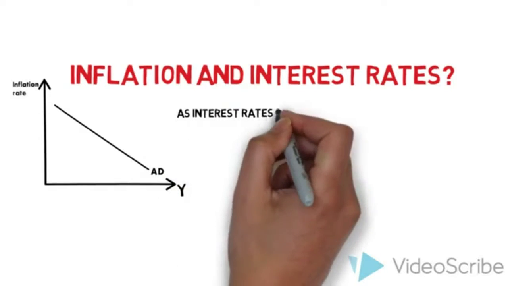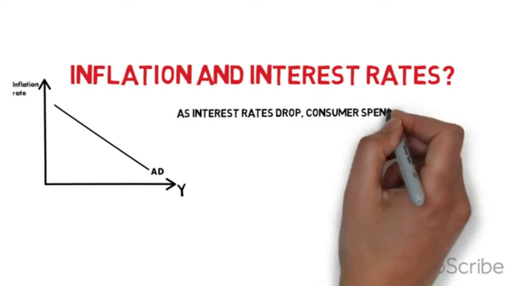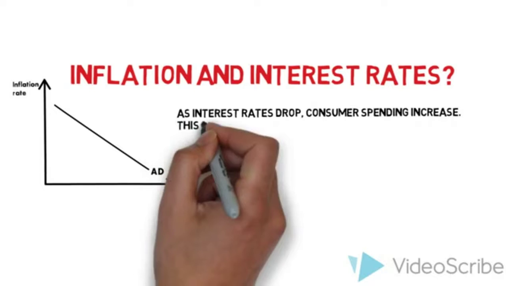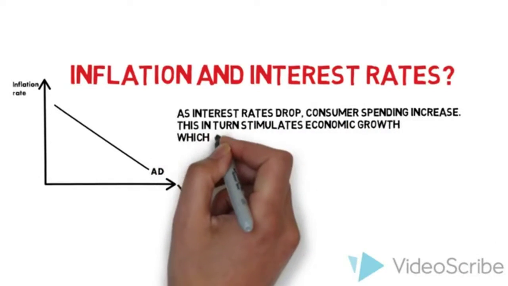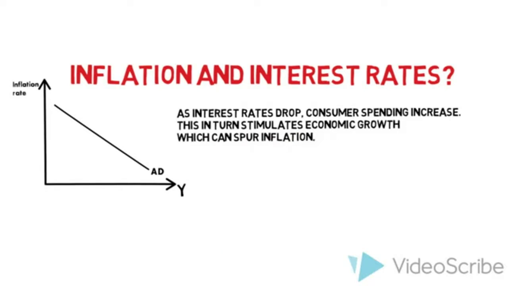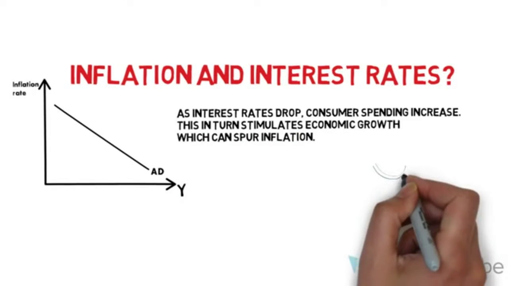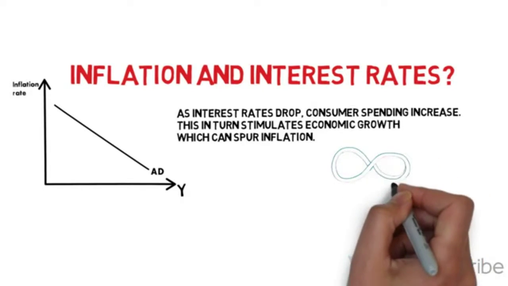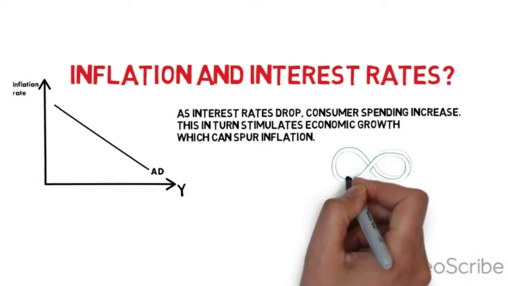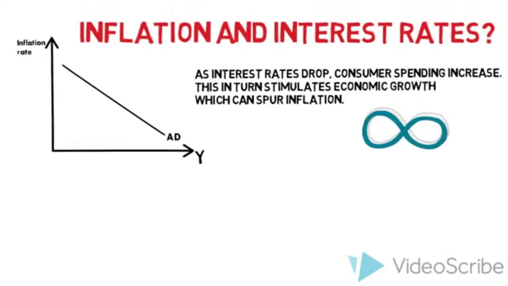Central bank tries to achieve maximum employment, stable prices and a good level of growth. As interest rates drop, consumer spending increases, and this in turn stimulates economic growth, which can spur inflation. Very quick growth might result in hyperinflation. However, an economy with no inflation has essentially stagnated and can experience a deflationary spiral.